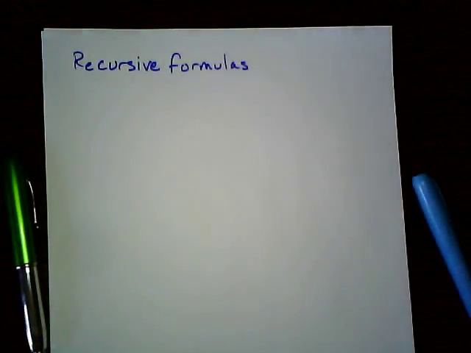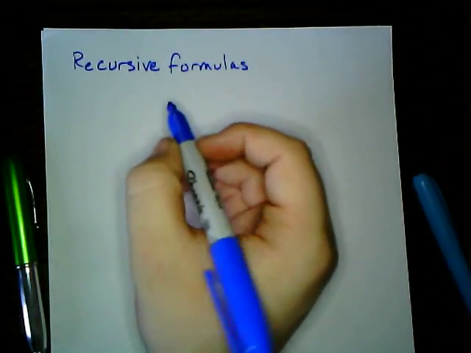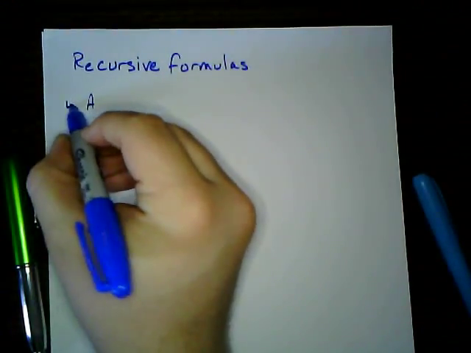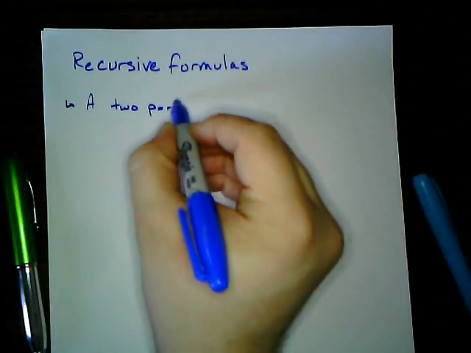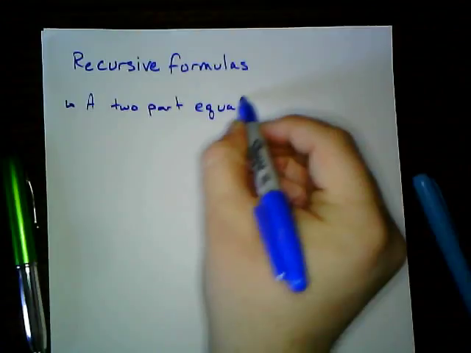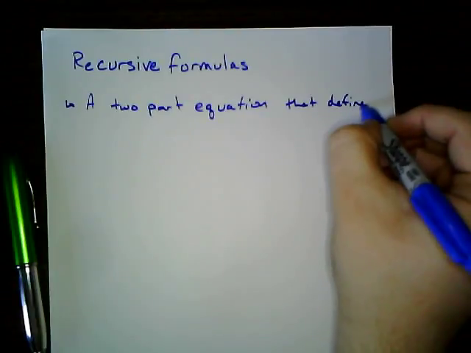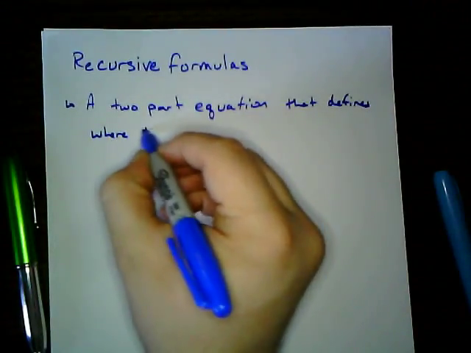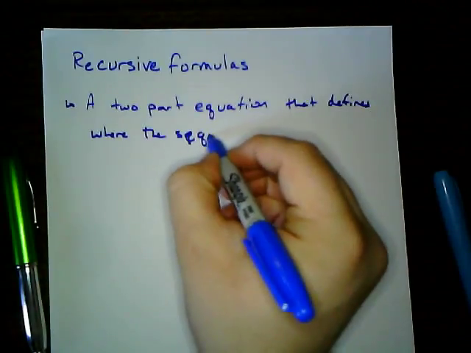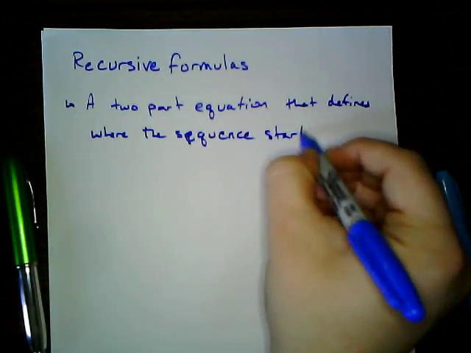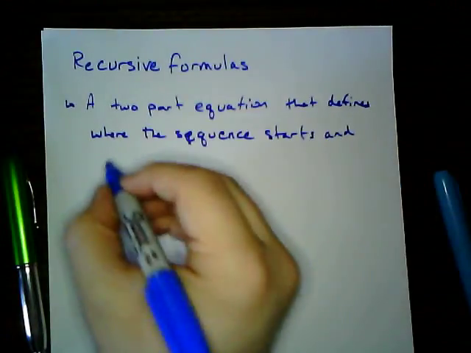Okay, so we're going to have explicit formulas, we're going to have recursive formulas, two different types of formulas that we can use. Okay, so in this first video, we're going to be looking at the two different formulas and what they're going to look like. So first of all, you know what a recursive formula is. A recursive formula is a two-part equation that defines where the sequence starts, and describes the pattern.